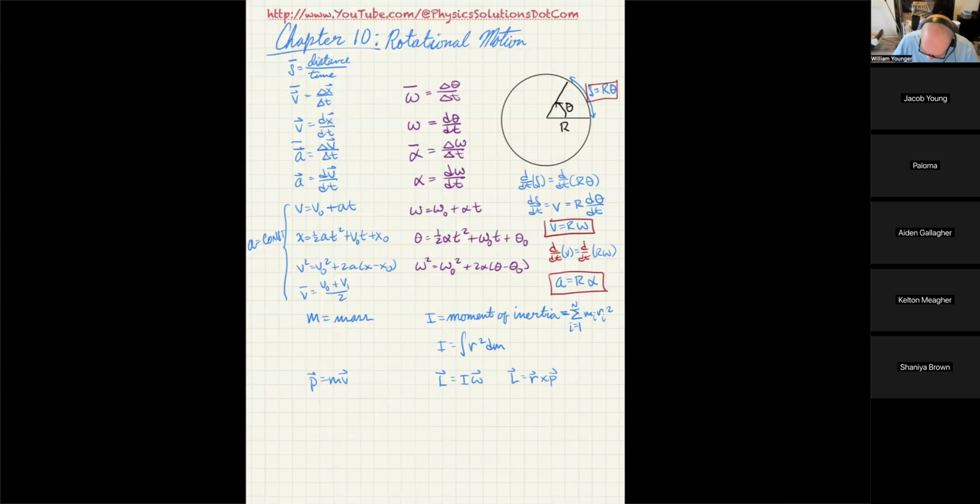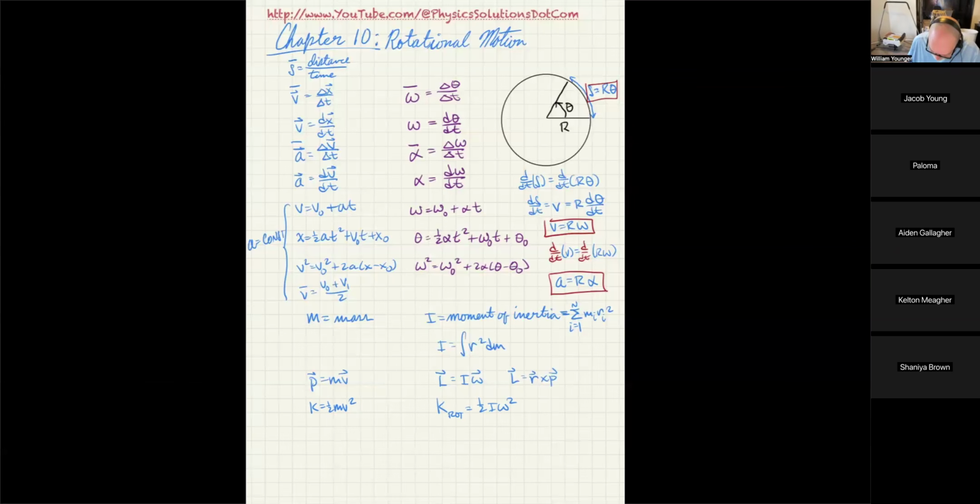But we can also see kinetic energy. K equals 1/2 mv squared. Well, guess what? There's a rotational kinetic energy as well, and that's going to be 1/2 I omega squared. So you can see we have a rotational analog to essentially everything.